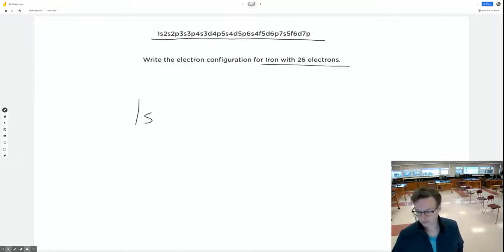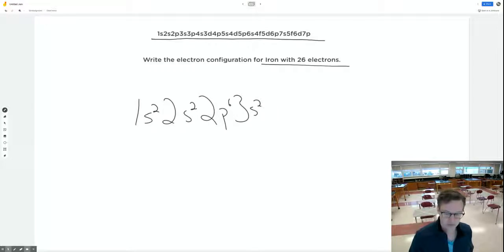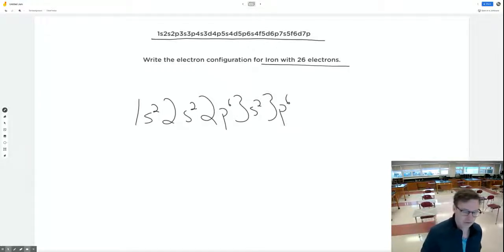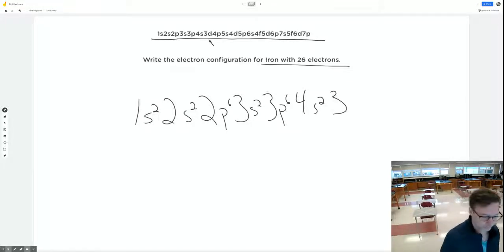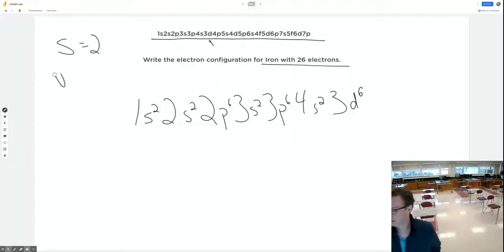S can always hold 2. And then it goes 2s, 2. Next is 2p. P sublevels can have 6. And then 3s, 2. 3p, 6. 4s, 2. And then it's 3d, 6. Okay, the d can hold up to 10. So s can have 2, p can have 6, d can have up to 10. F, if we ever needed to use that, can hold up to 14.